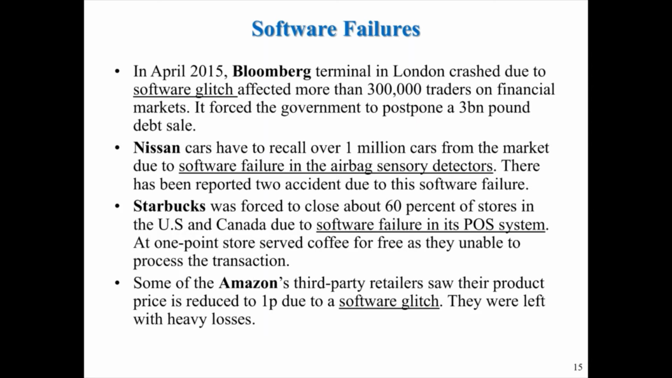Next example, Amazon. You are all aware of Amazon. Some of Amazon's third-party retailers saw their product price reduced to 1 pence due to a glitch in Amazon's software. Their price was reduced to just one halala. Their currency is dollars, so they have pence, and our currency is riyal, so we have halalas. You can think of pence as being like halalas. So 1 pence, it was reduced due to software failure, and they were left with very, very heavy losses.